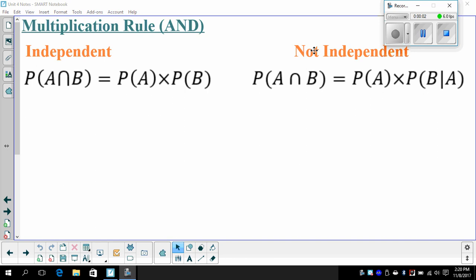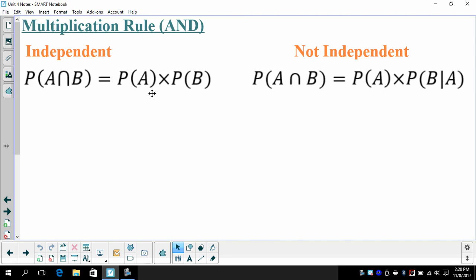Hey, today we're going to continue our discussion about probability, and we're going to come back to something that we did when we talked about the introduction to probability, and that's the multiplication rule. So whenever we want to find out the probability of what I call an AND probability, so the probability of event A and event B happening, we're going to use the multiplication rule.